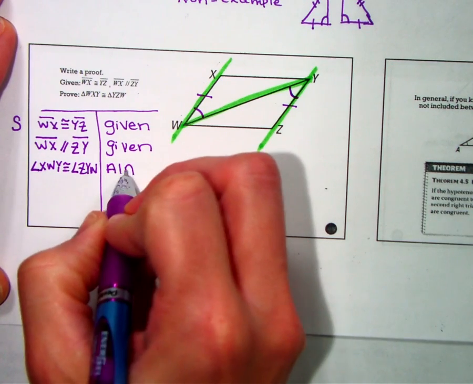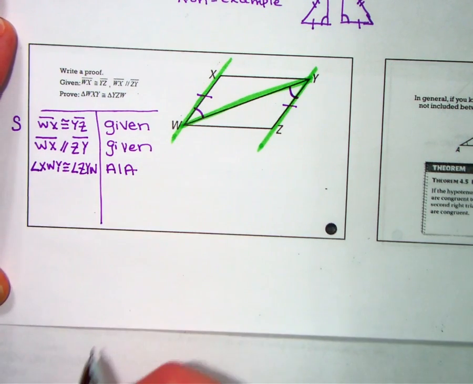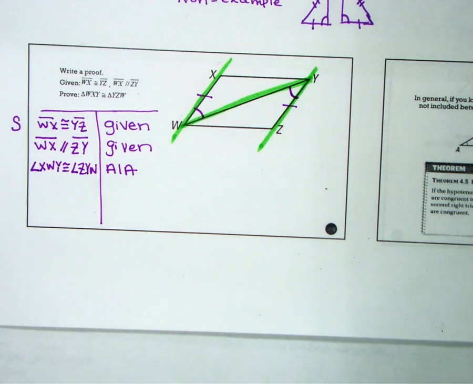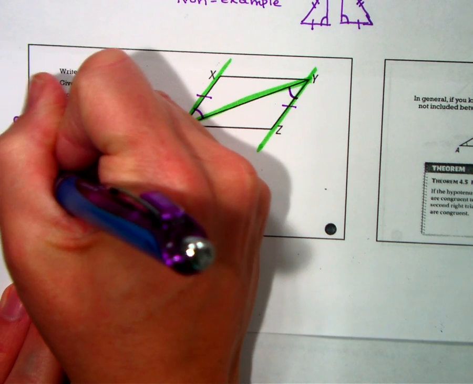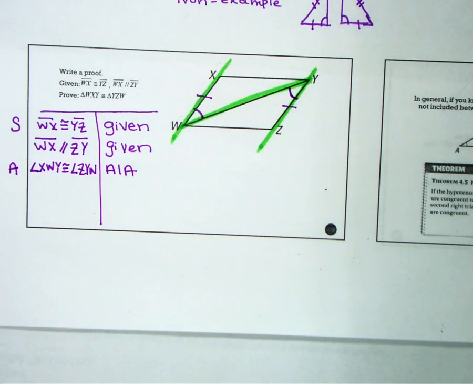Those are alternate interior angles. Okay, that is a pair of angles. So off to the side, I'm kind of just setting myself up with what letters. Is this going to be side, side, side? No, because I'm introducing an angle into the proof. Okay, so process. Step 1, you write the given.